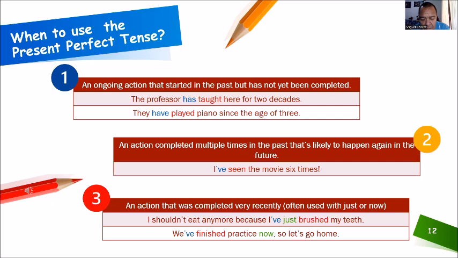If an action was only completed very recently, you can describe it in the present perfect tense. Even though the action happened in the past, it was recent enough to be directly connected to the present. These cases usually use adverbs like just or now to show that the action happened not long ago. For instance, I shouldn't eat anymore because I've just brushed my teeth. I've finished practice now, so let's go home.